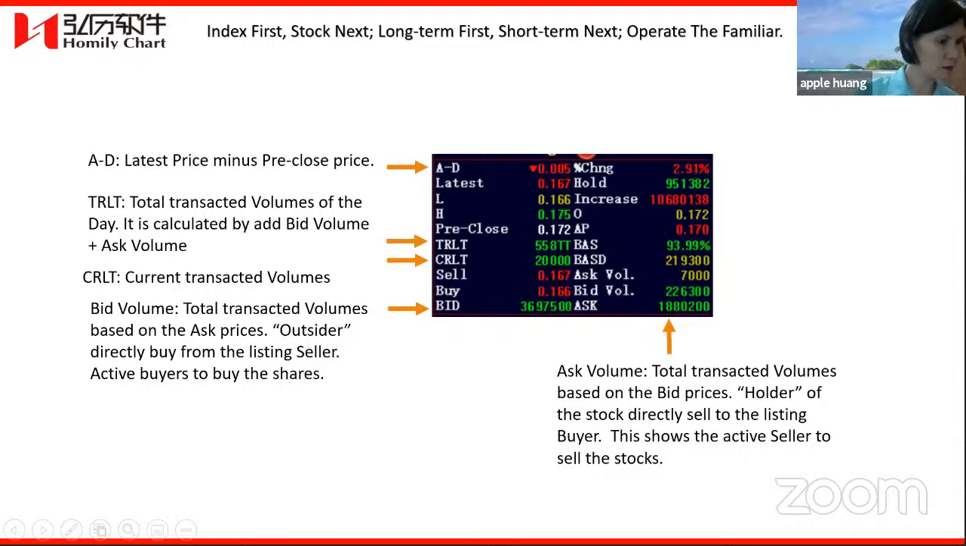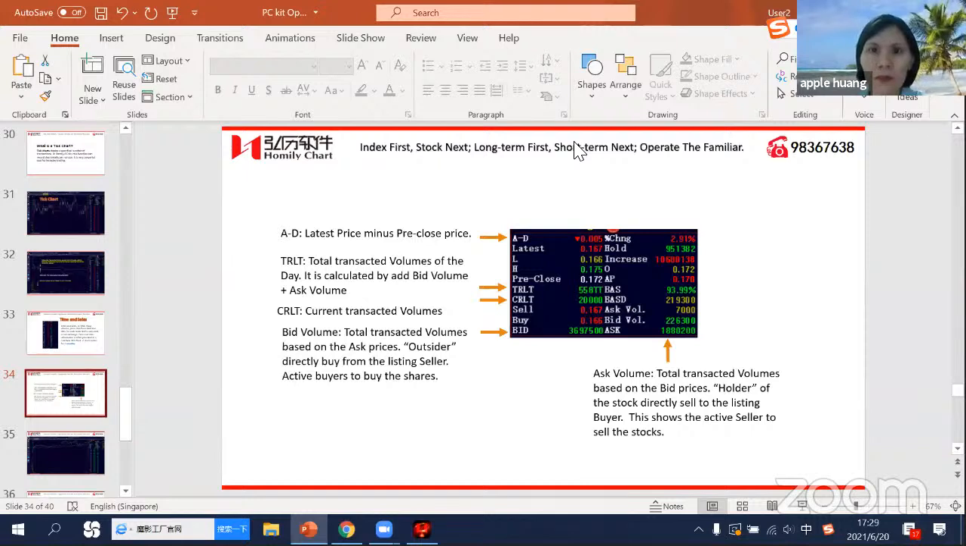Can explain the increase and AP. AP is the present price minus the last closing price.